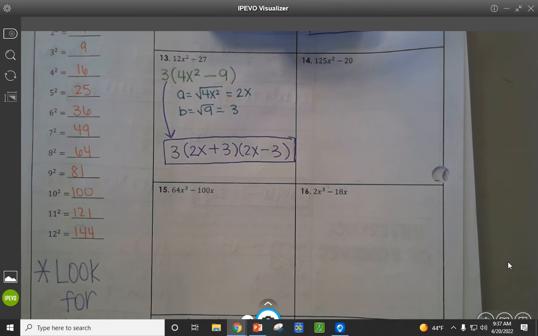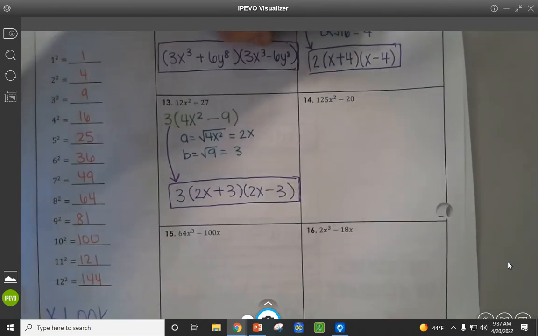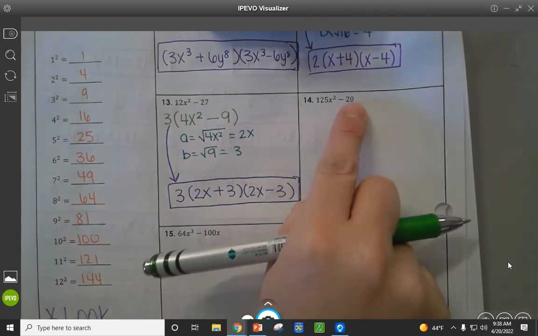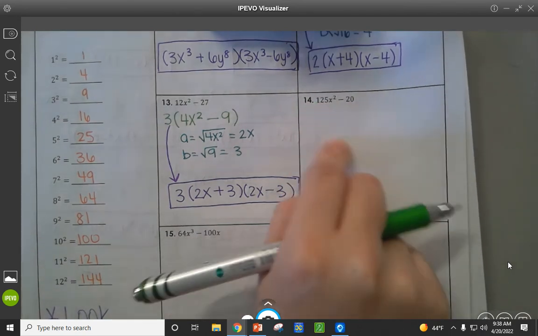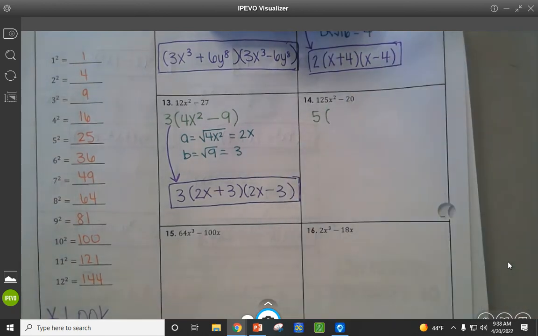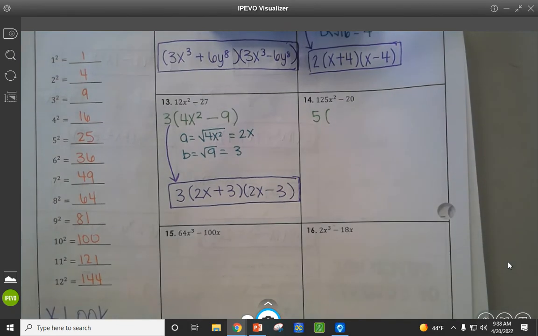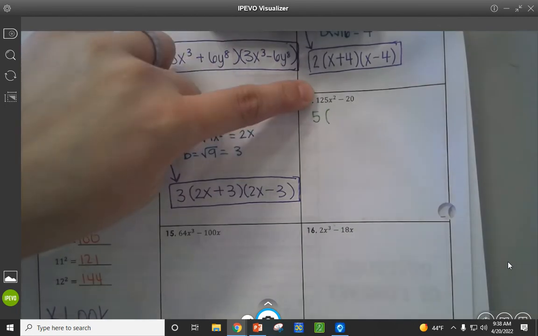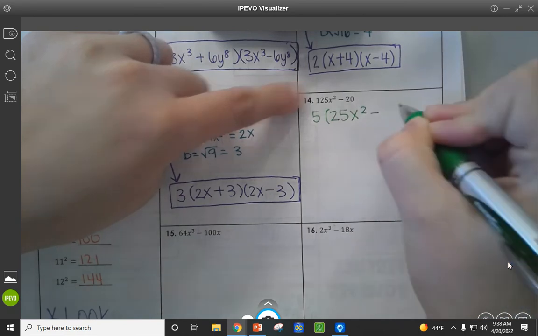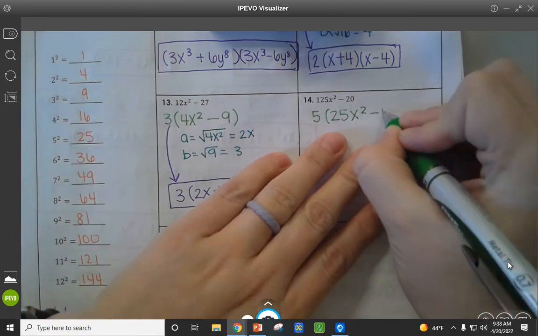Number 14, is there a GCF? There has to be a GCF. And what do you think it is? 5. Yep. 20 doesn't go into 125. So it is 5. They don't have any x's in common, so just 5. What's 125 divided by 5? 25. So 25x squared minus 4.